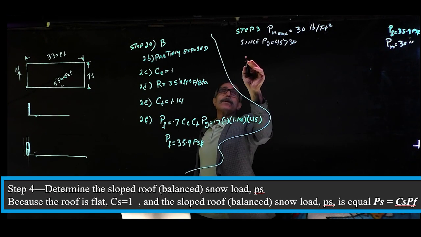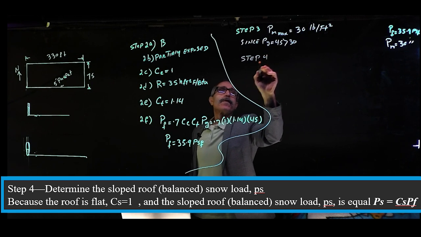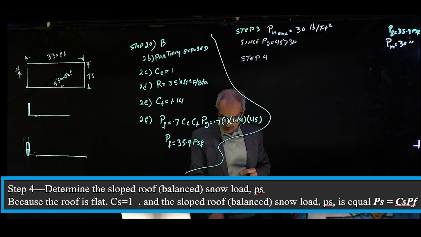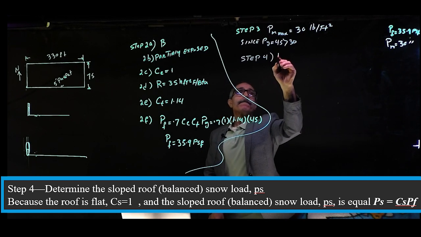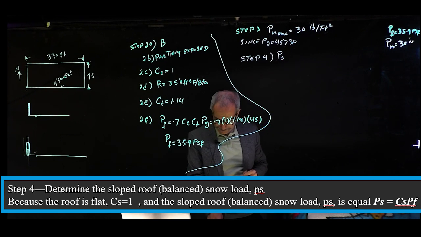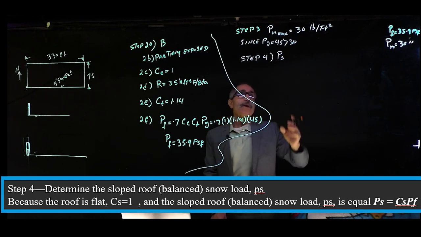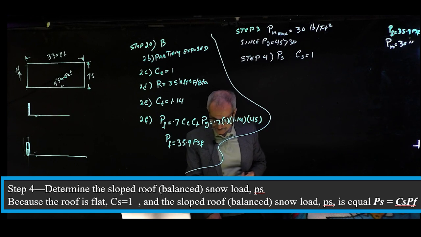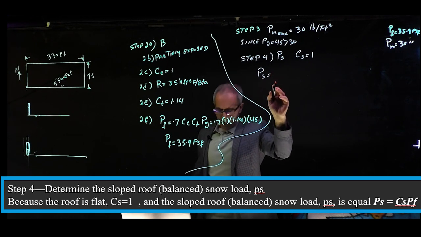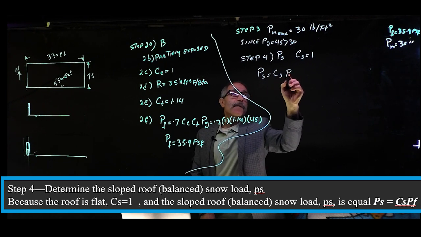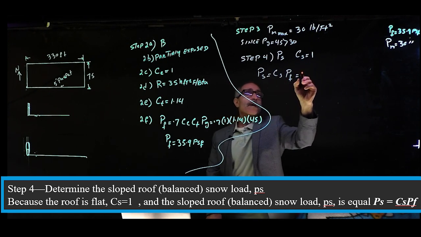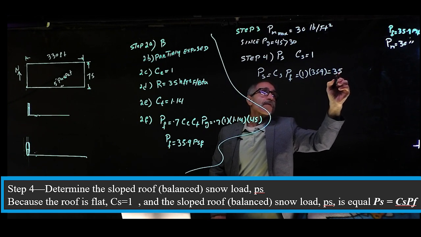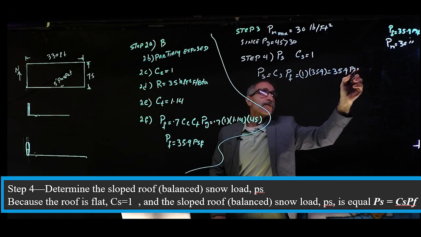Same unit. So let's go to step number 4, which is basically they want to know the sloped roof balanced snow load PS. We're looking for that, and our roof is flat, therefore CS is equal to 1. So PS is equal to CS times PF, which is equal to 1 times 35.9, and that's equal to 35.9 pounds per square foot.